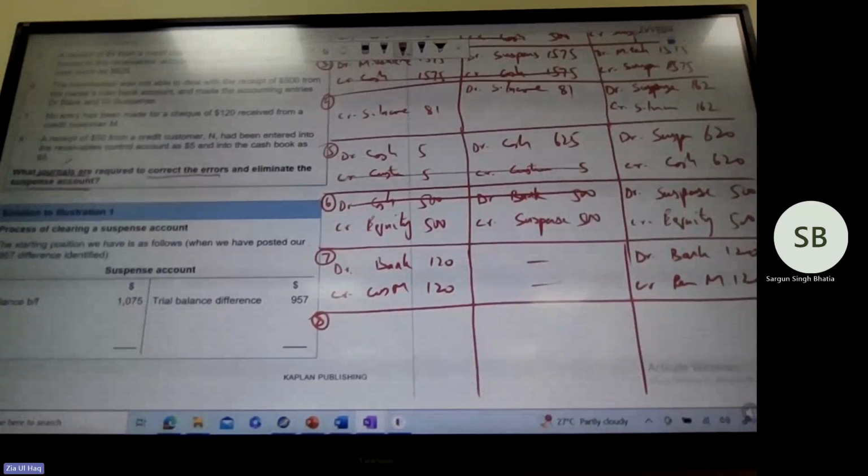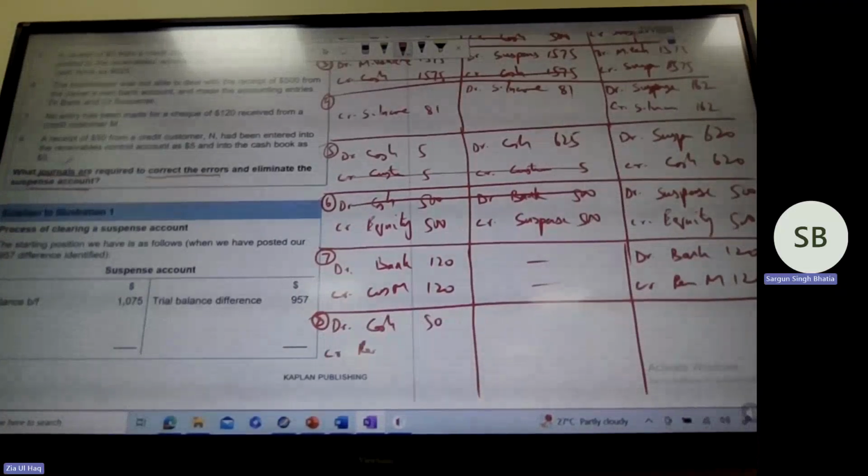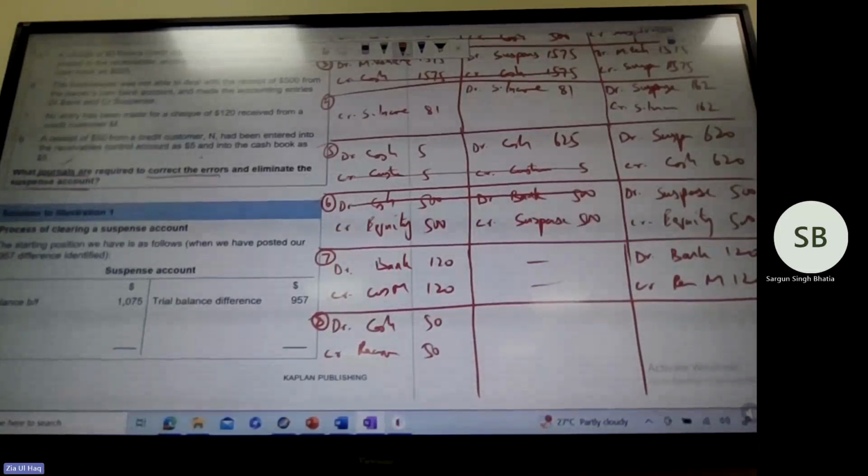A receipt of 50 from a credit customer. What could be the entry? Debit cash, 50, and credit receivable with 50. A receipt of 50 from a credit customer N had been entered into the receivable control account as a 5 and into the cash book as a 5.